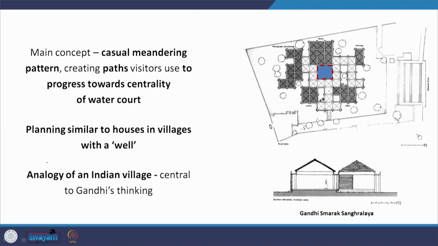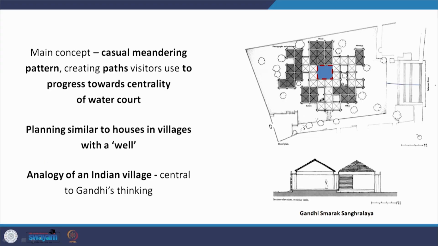So the main concept is the village concept, which is something very close to Gandhi's thinking. He said that India lives in its villages. So it is a casual meandering pattern as you climb these steps, this is towards the Sabarmati river, and you have a series, a cluster of built forms, creating paths through which visitors progress towards the central area where there is a water court. So this is very similar to a village where the well is housed, the focal point is the well of the village.